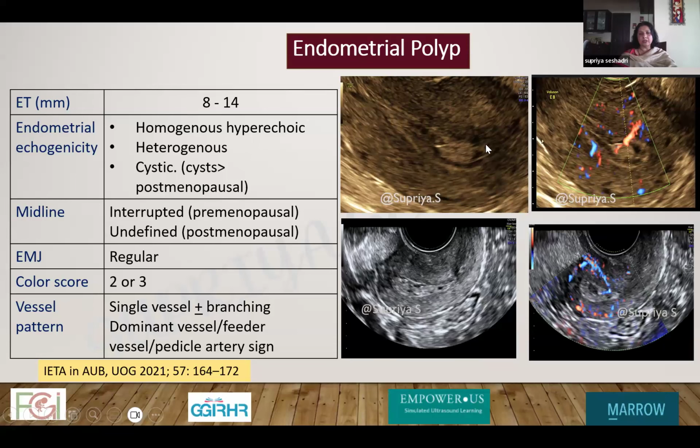The EMJ is always regular. The color score can be anywhere from 2 or 3, and the vessel pattern is what clinches the diagnosis. It is said to be a thick, dominant vessel because these blood vessels are thick-walled when studied on histology, and even on ultrasound, they appear very thick. Now, this vessel may branch or may not branch. And if it branches, usually there's 1 or 2 branches. If there are more than 4 or 5 branches, then suspect atypia in the polyp. This feeding vessel is called the pedicle artery sign, or the feeder vessel.